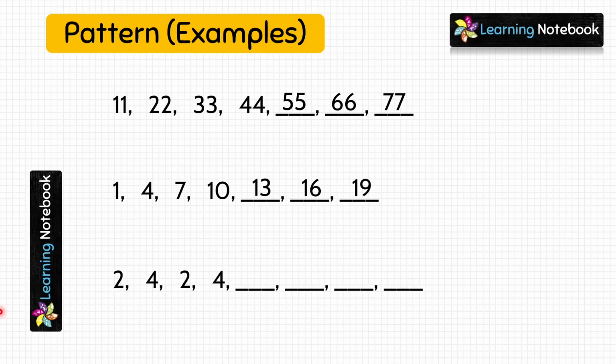Now let's see the last pattern 2, 4, 2, 4. So here there is no addition or multiplication, but it is following a repeated pattern. See 2, 4, 2, 4. So numbers are being repeated. So the next numbers will be 2, 4 and 2, 4. Right students? So students, to complete a pattern, first we have to carefully identify the given pattern and then only we can fill the blanks.